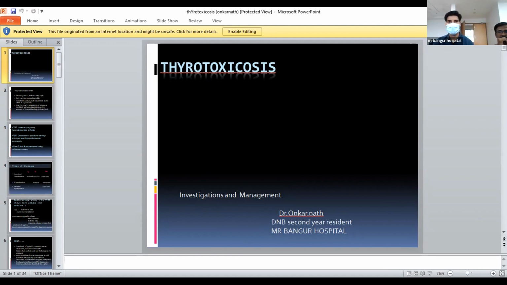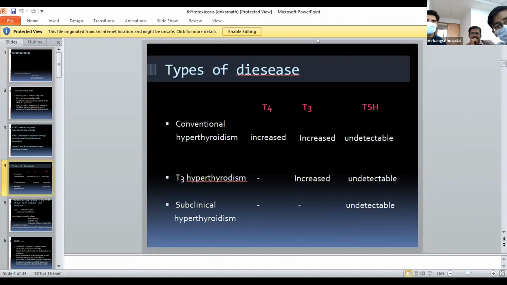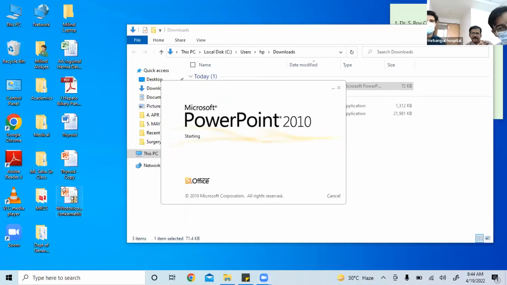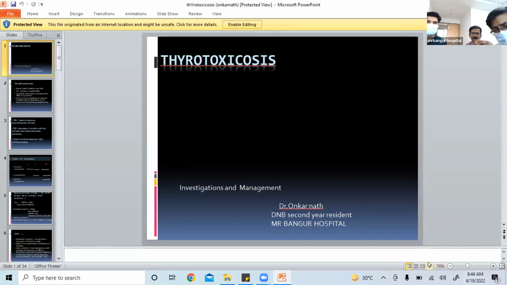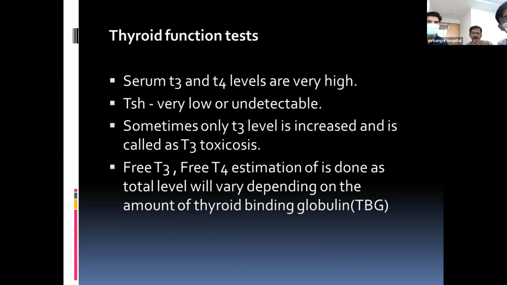Sir, are the slides visible? Slides are visible but not moving. So I'll just share the screen. Sir, are they moving now? Yes, yes.